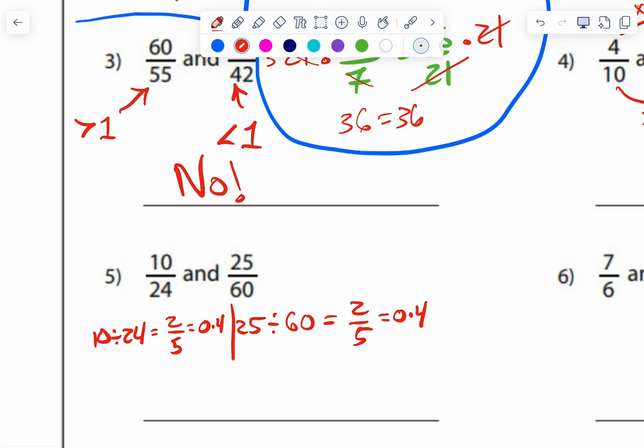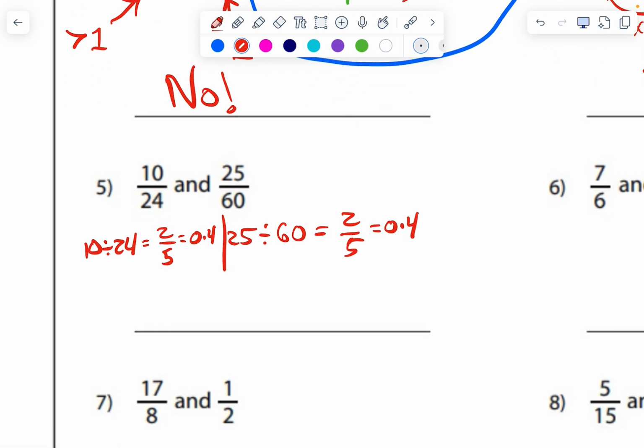Okay, so they divided. Anybody else do it differently? Corbin? I just did 10 times 2.5 and 24 times 2.5. Okay, so he did the scale factor method. Times 2.5, times 2.5. And so that's another method.